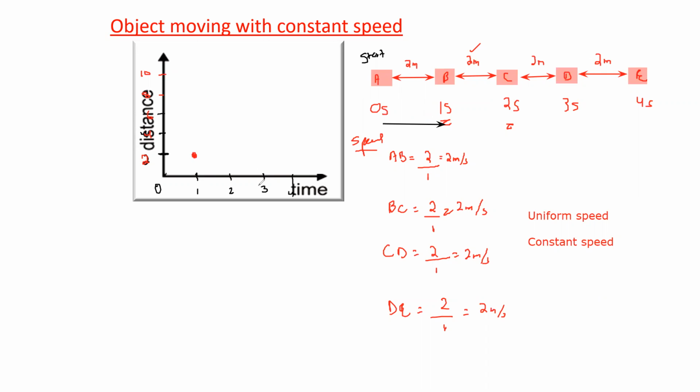Is it clear, the first point? Yes. Now after 2 seconds, 2 seconds from the beginning, what is the total distance traveled by the object from the starting point? 4. So after 2 seconds, the object is at the 4 meter mark. So when time is 2, the object is at the 4 meter mark. We will mark that point. Then after 3 seconds, what is the total distance traveled by this object from the starting point?